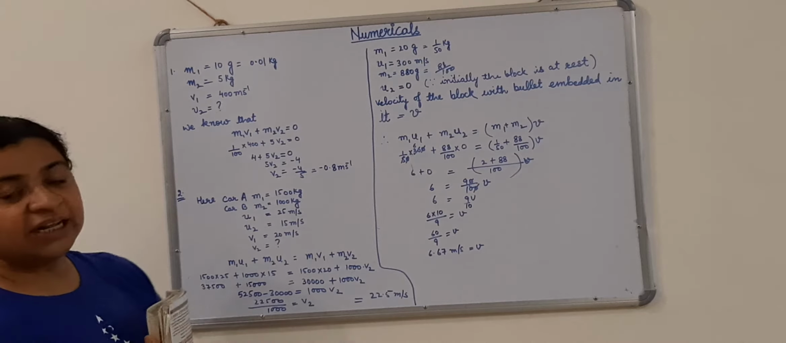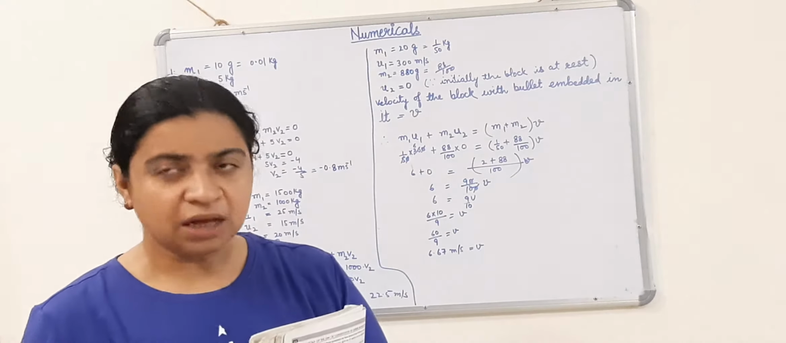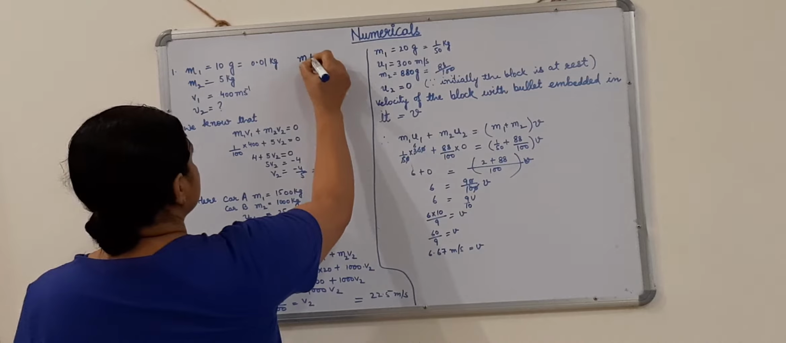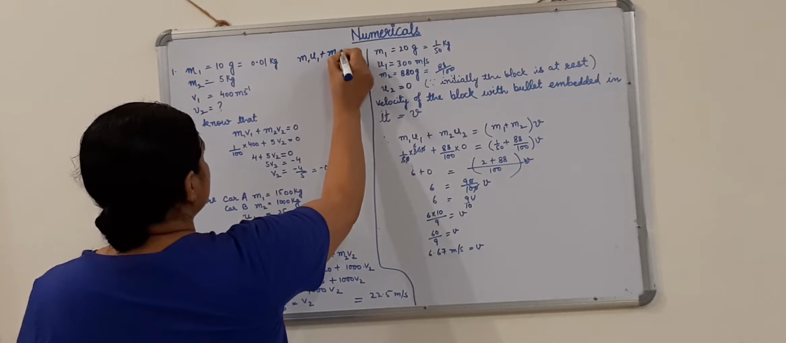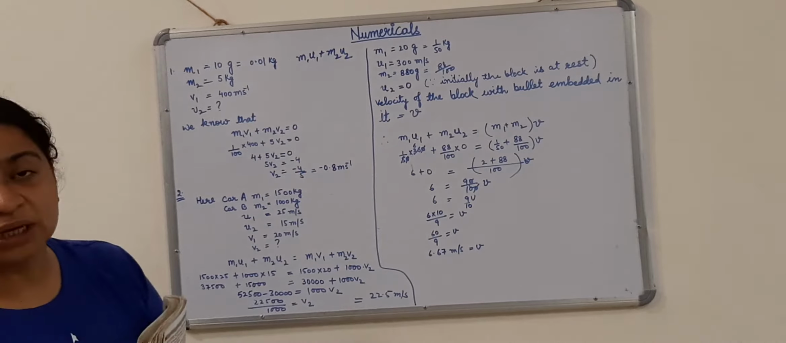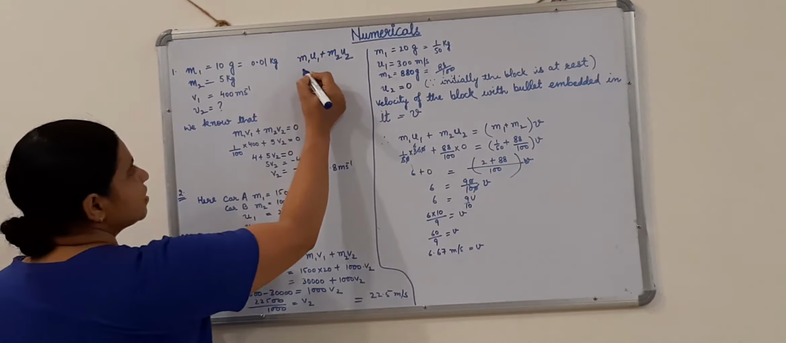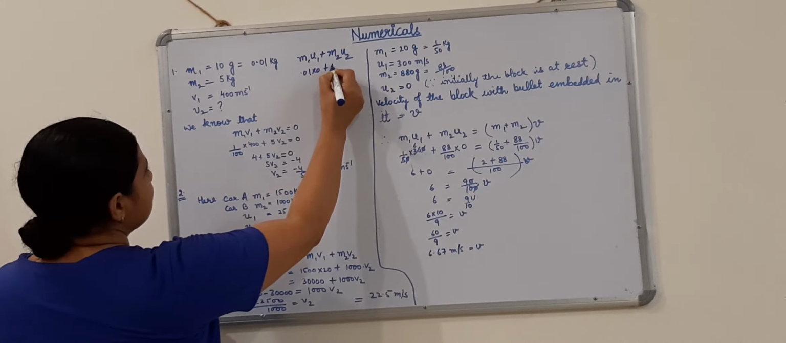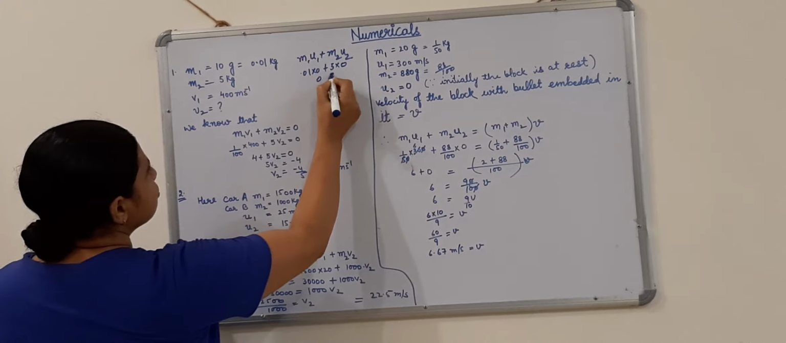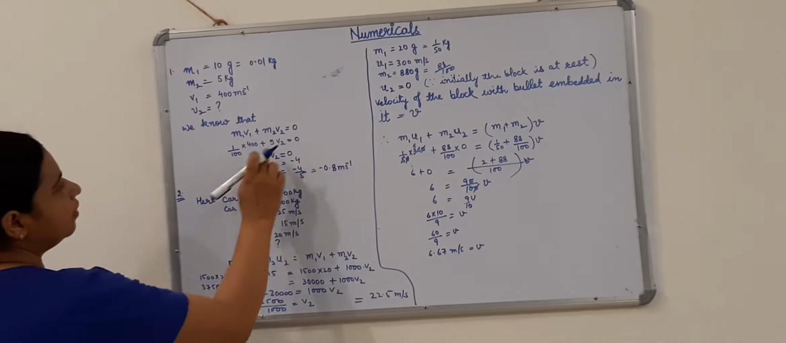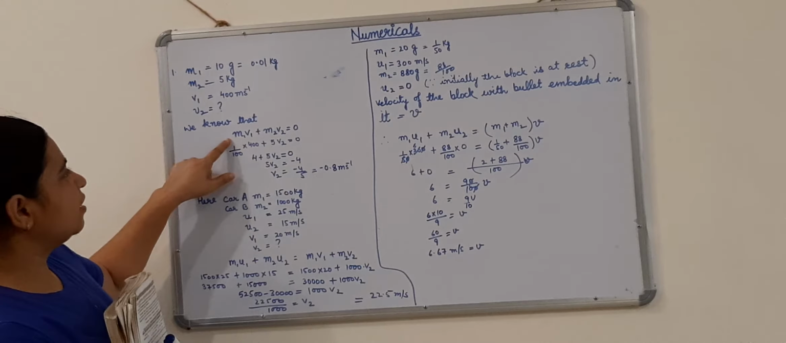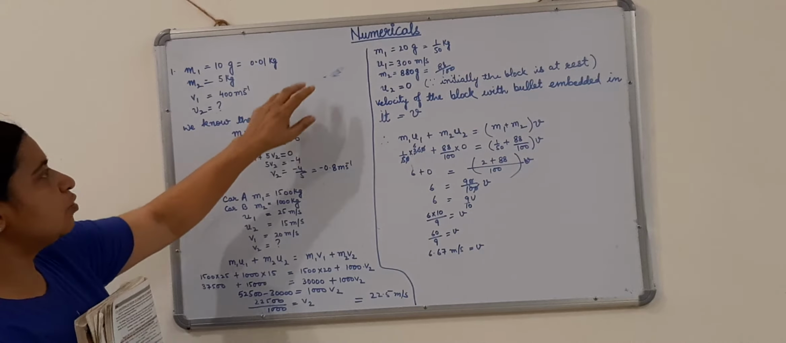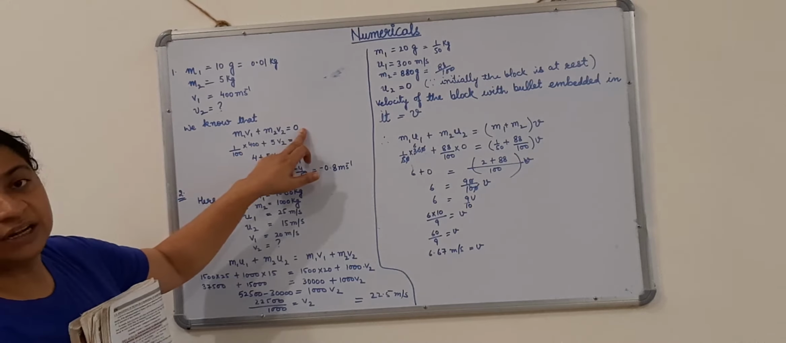We know that initially both the things were at rest, so the initial momentum of both objects is 0. Why? Because m1 u1 plus m2 u2 is the initial momentum of both the bullet and the gun. Initially both were at rest, so 0.01 into 0, and 5 into 0, so it is going to be 0. That is why I have written here equals 0. This is their final momentum after shooting: m1 v1 plus m2 v2 equals 0.